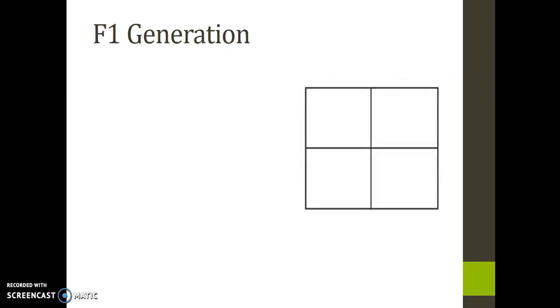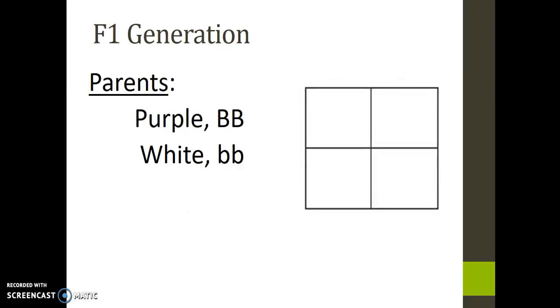Okay, so here is an example. In this example, we're going to cross our homozygous dominant purple flower with our homozygous recessive white flower. This is going back to that example we just ran through. On your Punnett square, you're going to take one parent's genotype and put it on one side, and the other parent place that on the other side, like this.